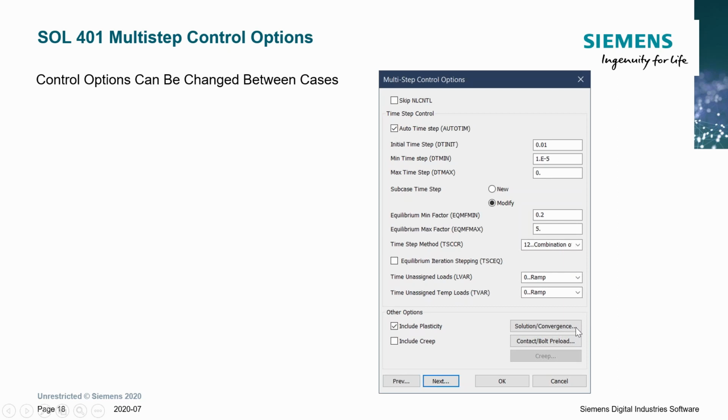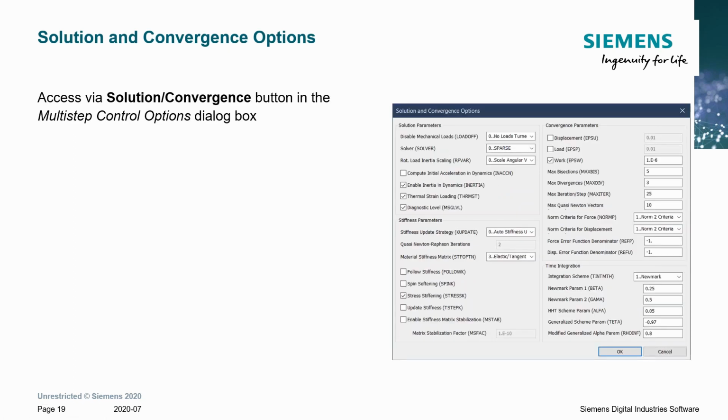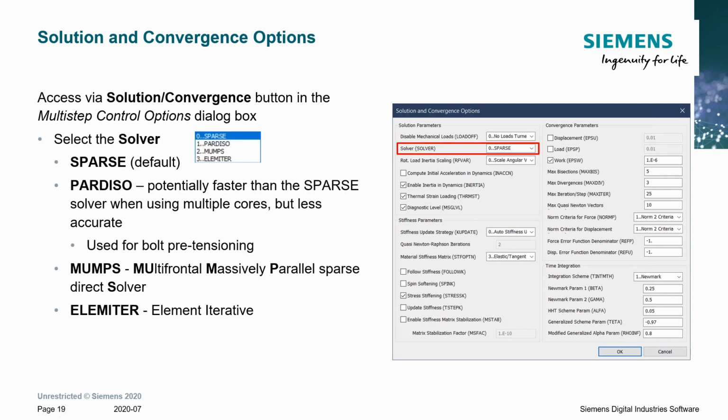Okay, so in this previous one, you notice there's this button called Solution Convergence. When you click on that button, you get the solution and convergence options. This is basically setting tolerances for the simulation. The other thing you can do is select the solver in this one. There are 4 different solvers available within 401. There's the sparse solver, which is the default.